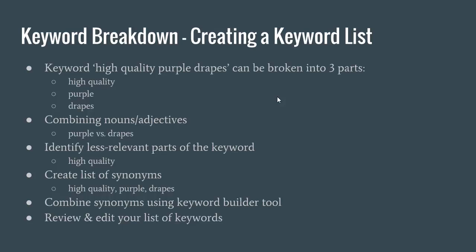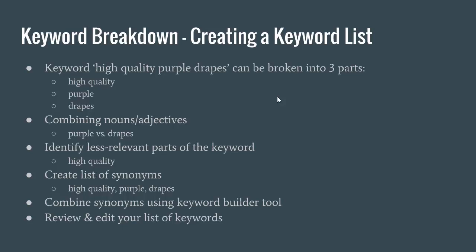So in this example here, we identify the word purple and the word drape as being the adjective and the noun, the most important parts of this keyword, high quality purple drapes. However, that doesn't mean that we're going to be throwing out the word high quality. It just means that we're going to be prioritizing it a little less than the other keywords, and just bear with me. I'll get into that in a second here.